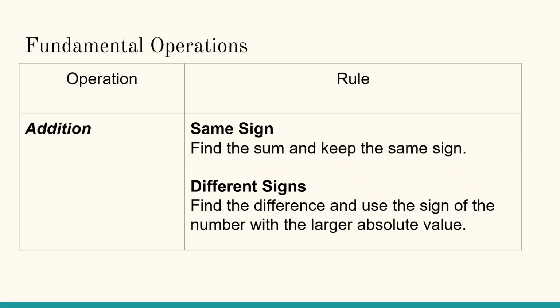So now we're going to go ahead and learn some fundamental operations. The first one is going to be addition. So the rule for addition is going to be same sign. All we're going to do is find the sum and keep the same sign. Now we have different signs. We're going to find the difference and use the sign of the number with the largest absolute value.